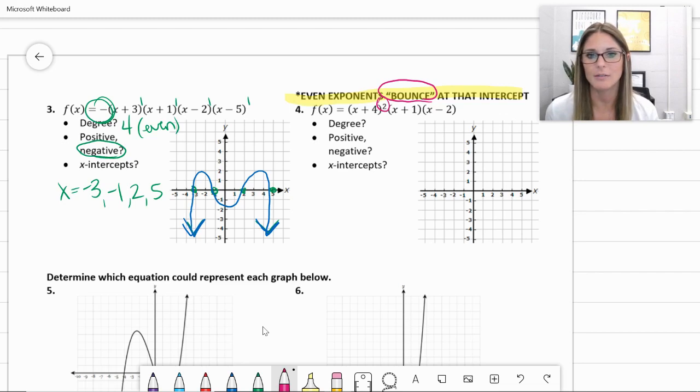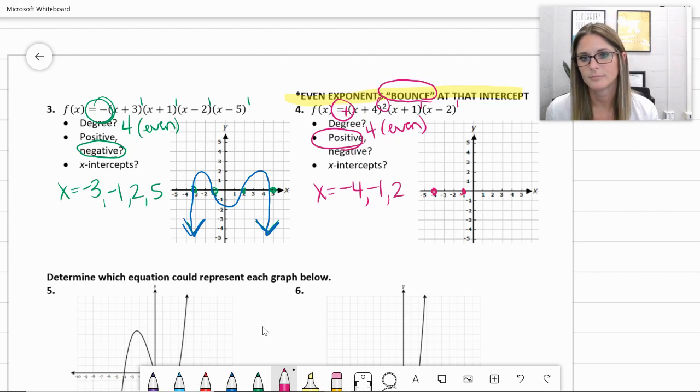So let's get our degree. We've got a 2 plus 1 plus 1 makes 4. That's even. The front of my polynomial is positive. My x-intercepts: -4, -1, and +2. All right, we said this was an even, so both arrows are going the same direction, and positive, both arrows are up. I like to show my arrows where I should start and stop.